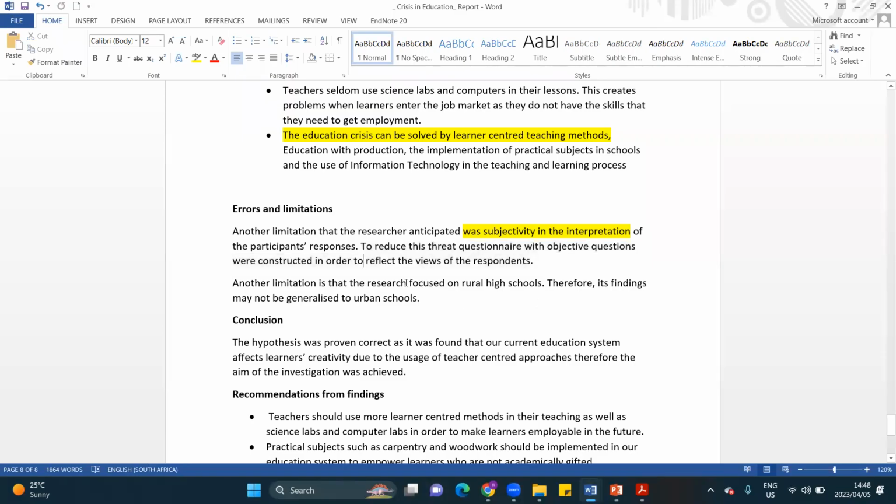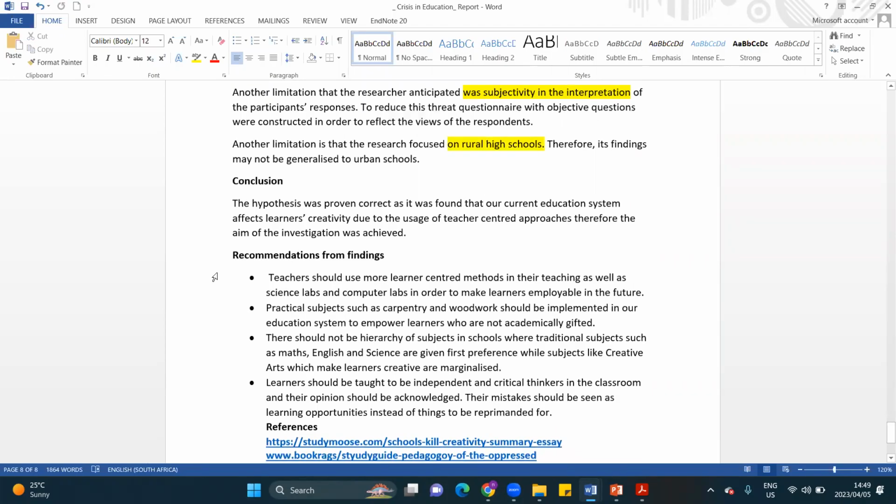And another limitation was that the research focused on rural schools. So the learners realized that this was a limitation of the project. So perhaps when the learner continues, or in further recommendations, which is here, they could do the study using a wider group, both urban and rural schools. Okay, and in the conclusion, let's see, does the learner tie in the hypothesis? The hypothesis was proven to be correct, as it was found that our current education system affects learners' creativity.